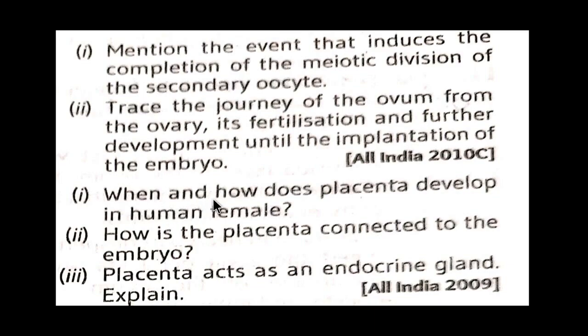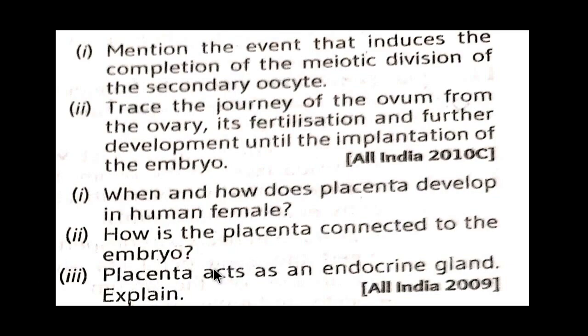Now when and how does placenta develop in human female? So how does the placenta develop? So what you will write? After implantation, placenta develops. Finger-like projection called chorionic villi develop on the trophoblast, and it gets surrounded by uterine tissue and maternal blood, and then chorionic villi and the uterine tissue becomes integrated with each other and form placenta. This is given in your NCERT also. How is placenta connected to the embryo?